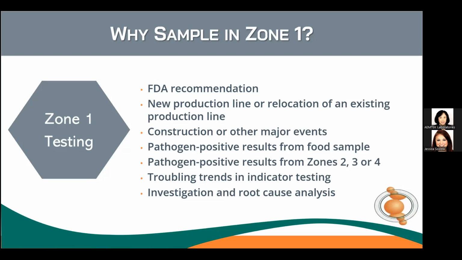And when there's a construction or other major event that can potentially impact the environment, when you have a pathogen positive result from food sample testing, and then sometimes when you test Zone 2, 3, or 4 for pathogens, you get a pathogen positive result and you are wondering if that pathogen might migrate into Zone 1. And then when you have a troubling trend in your indicator testing, and finally, Zone 1 pathogen testing may be warranted in a joint investigation or root cause analysis.